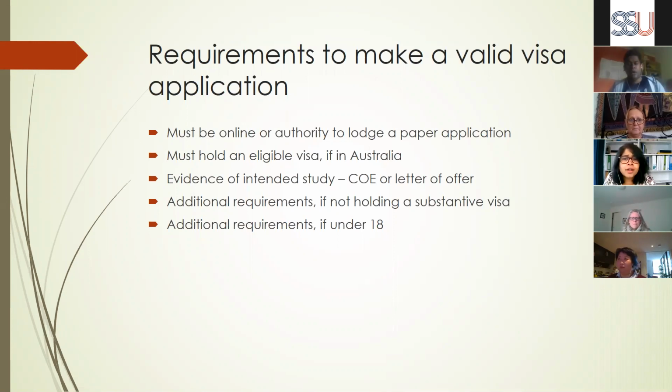And you have to accompany evidence of intended study, which means you have to provide that COE number in the application form. It's a requirement to make a valid visa application. If you don't have that, it will be deemed an invalid application. You can provide a COE or letter of offer if you are in Australia, but if you are outside Australia, then you must provide a COE.